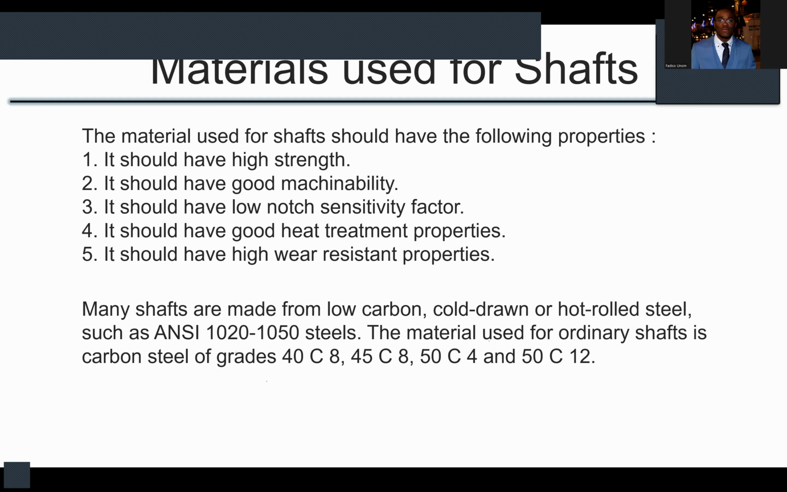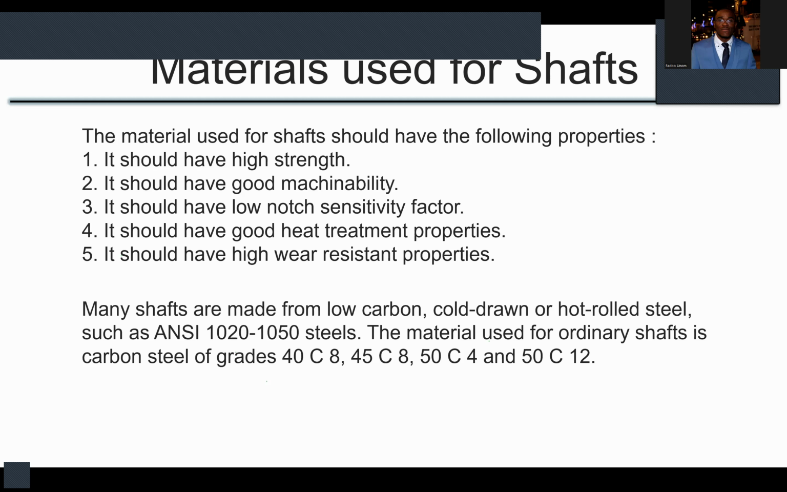We should be able to cut out the shaft to the size we want. If your material cannot easily be worked on, we cannot easily remove portions of it, then we'll have a problem. It might have very high strength, but we can't shape it into the particular shape that we want. That will be a problem. So it should have high strength, but it should allow us to manipulate its form. Okay? Three, it should have very low notch sensitivity factor.